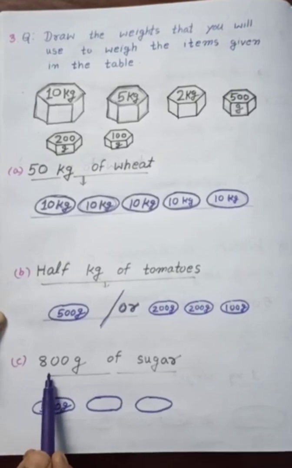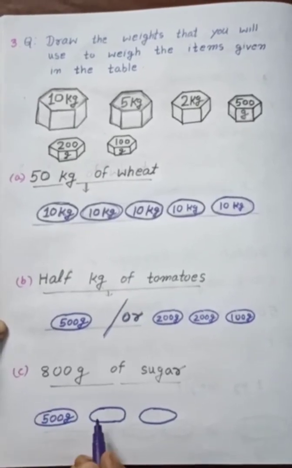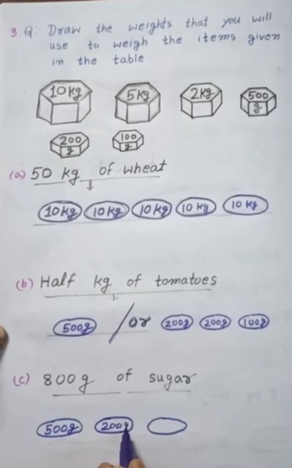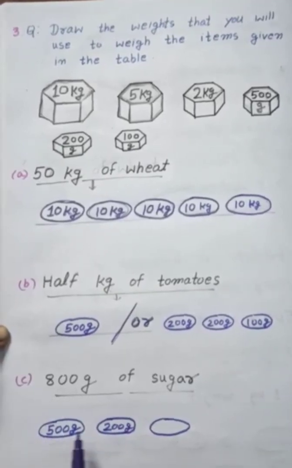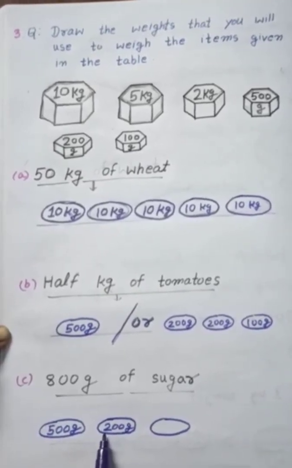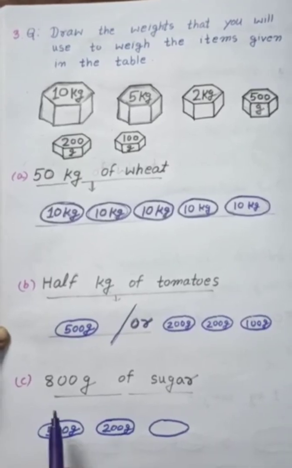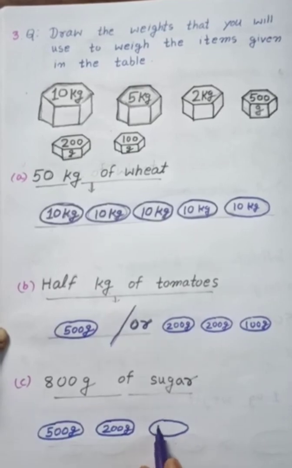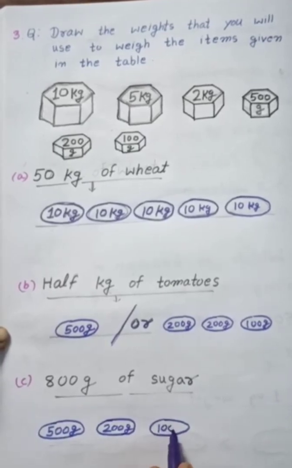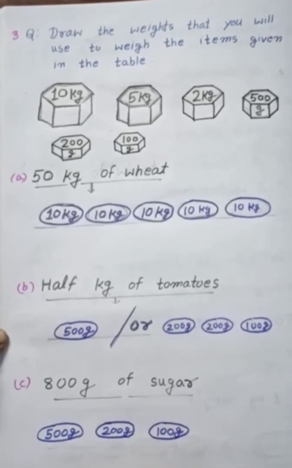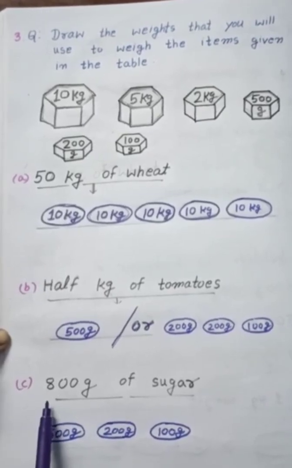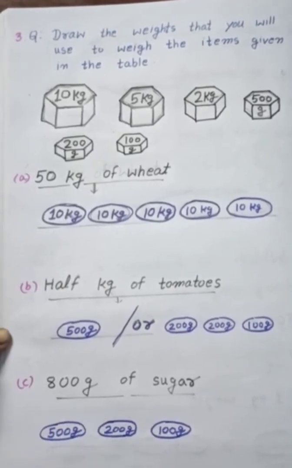So to make 800, what do we use? We use 200 gram. But still some is remaining. Here 5 plus 2 is 7, so 700 gram. But we have to make 800 gram. So one more weight we will take, 100 gram. Now we use three weights to measure 800 gram of sugar, right?